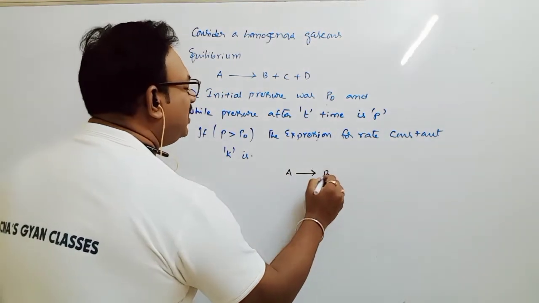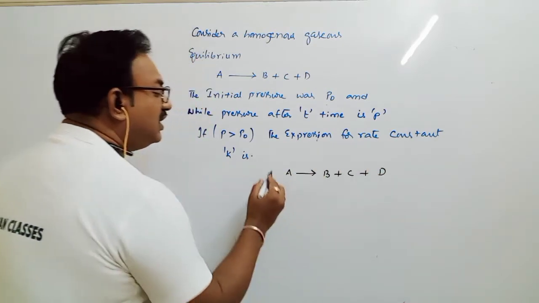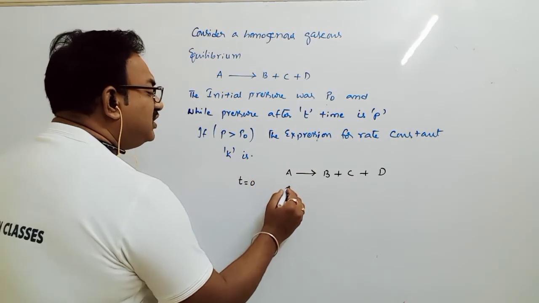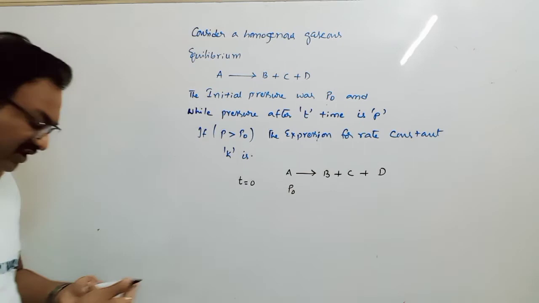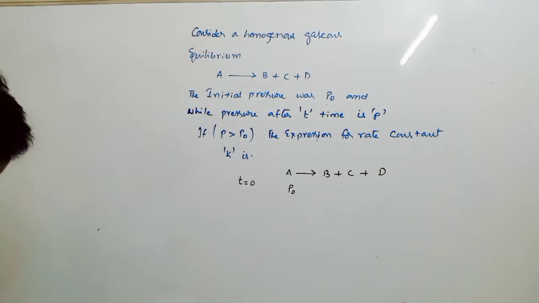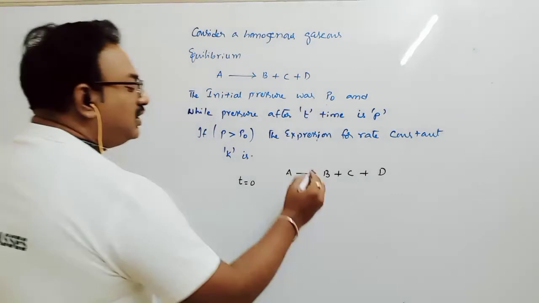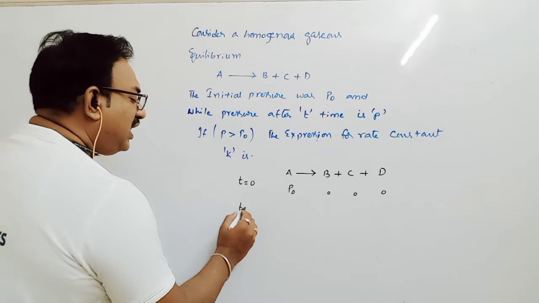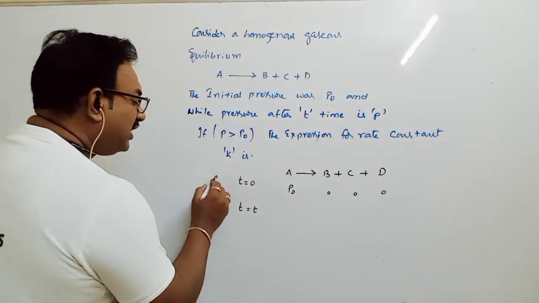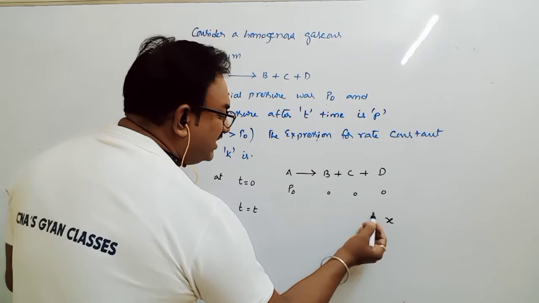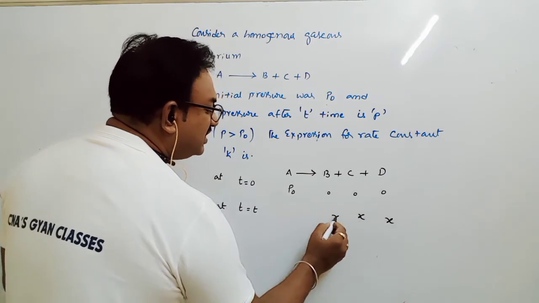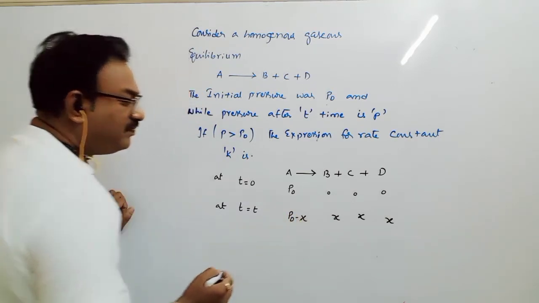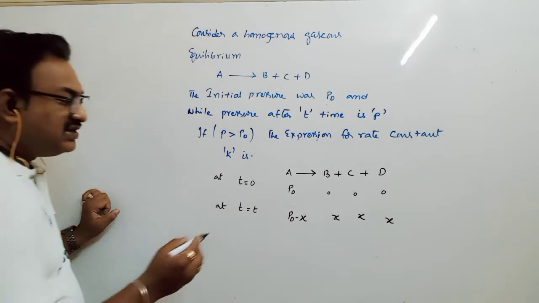A gives rise to B plus C plus D. At T equal to 0, the pressure is given as P naught. Initially there is no product, so all three are 0. At T equal to T, let me make it X. Then it also becomes X, and this one becomes P naught minus X.